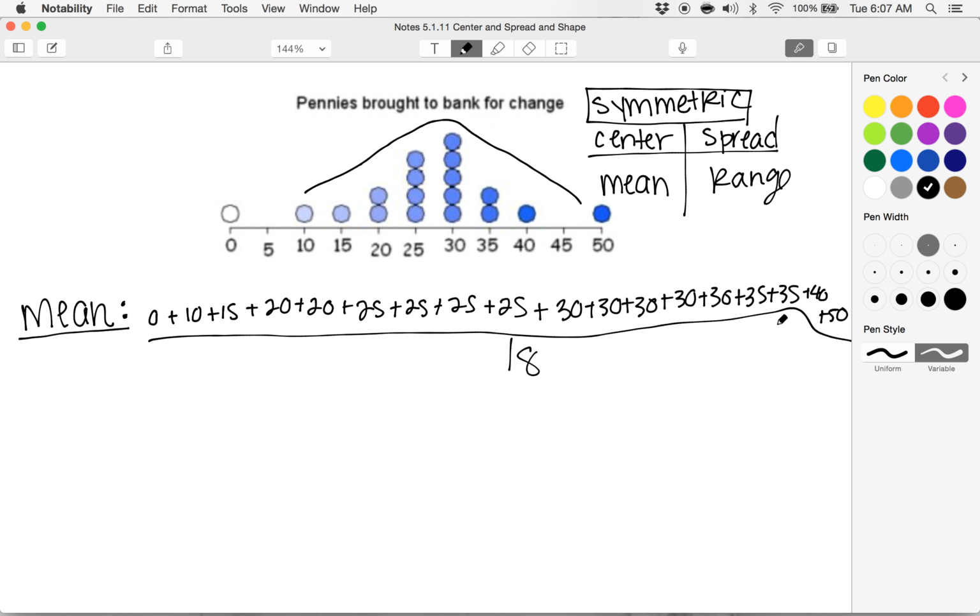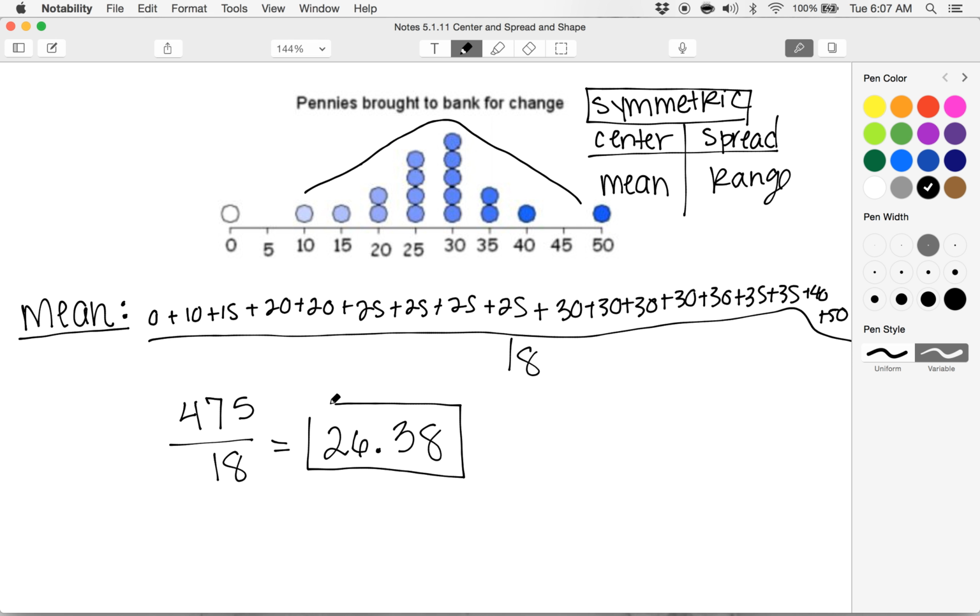All right, so when you do all of that, looks like I'm getting 475. So I get 475 divided by 18. Okay, when you do this, you're going to get kind of a crazy number. You get 26 and 38, and the 8 goes on forever. 8, 8, 8, 8, 8. So I'm just going to stop right here. So that is my measure of center.